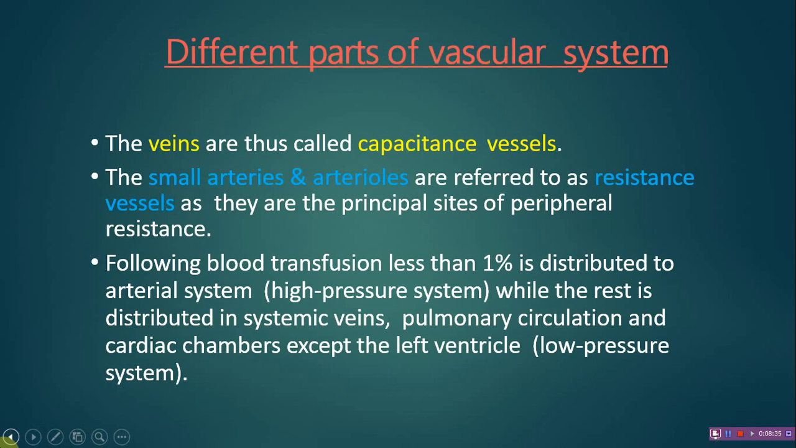Now, since the veins are distensible, a large amount of blood can be added to the venous system before the veins are distended to the point where further increase in volume produces a significant rise in venous pressure, so the veins are called the capacitance vessels. The small arteries and arterioles are referred to as resistance vessels, as they are the principal site of peripheral resistance. Following a blood transfusion, less than 1% is distributed to the arterial system, which is a high pressure system, while the rest is distributed in systemic veins, pulmonary circulation and cardiac chambers, except the left ventricle, which is a low pressure system.